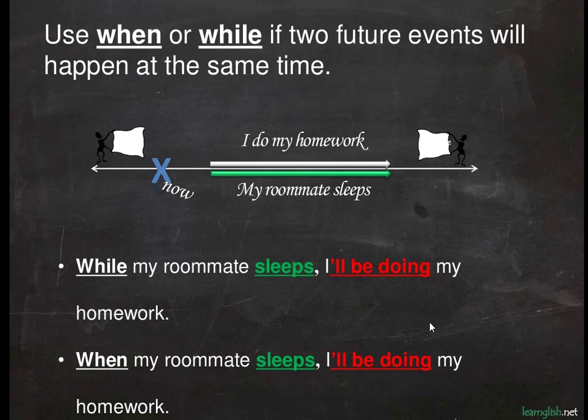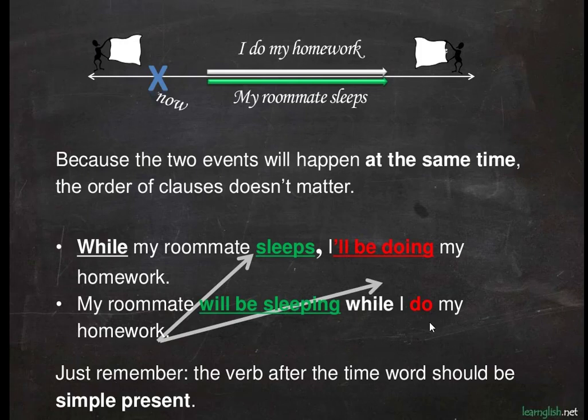Use when or while if two future events will happen at the same time. While my roommate sleeps, I'll be doing my homework. When my roommate sleeps, I'll be doing my homework. Because the two events will happen at the same time, the order of clauses doesn't matter.